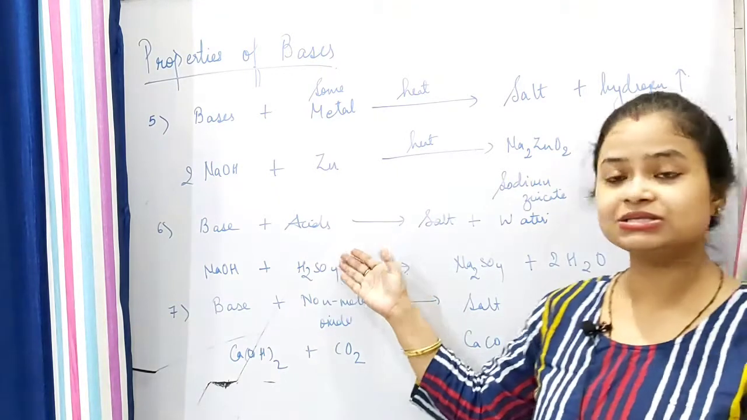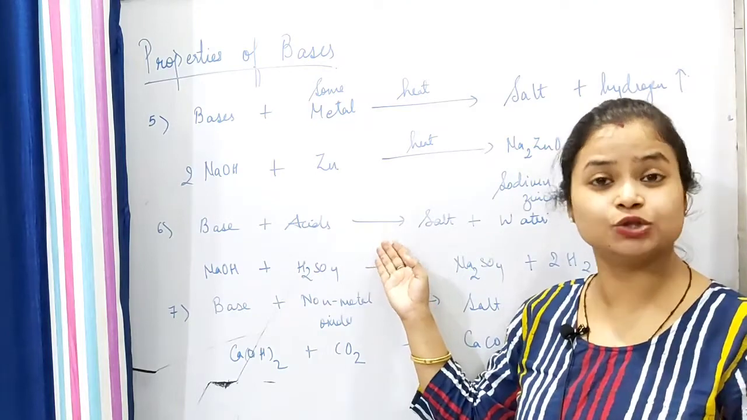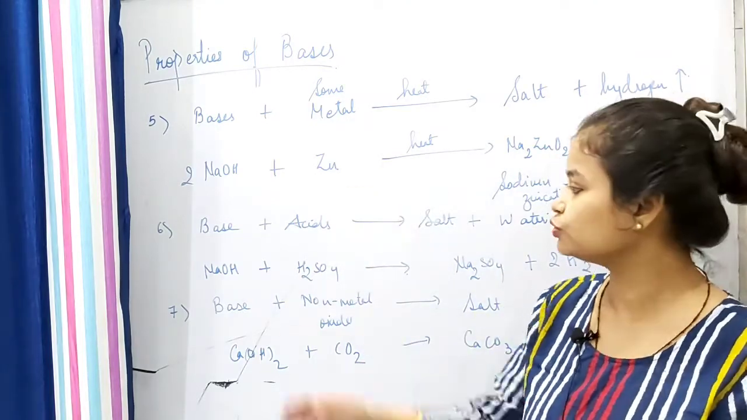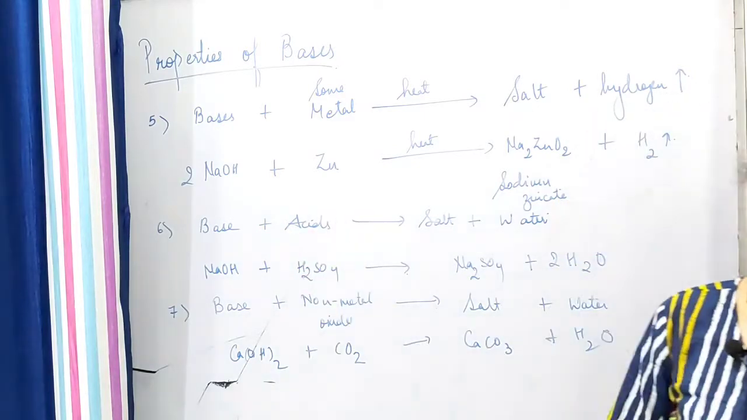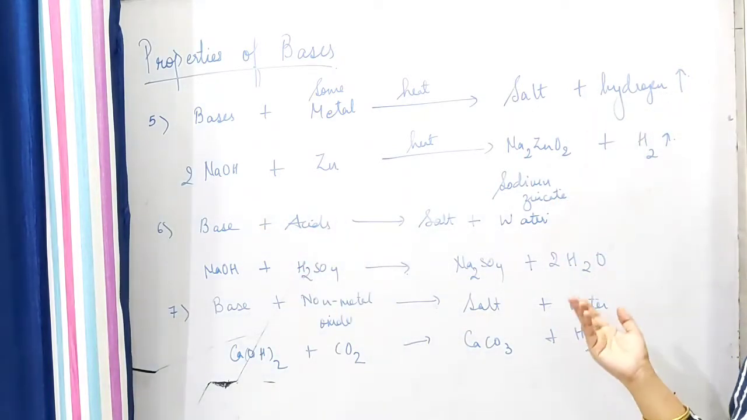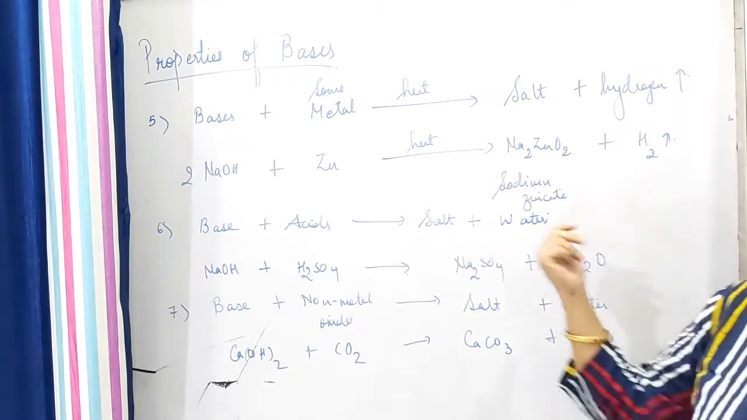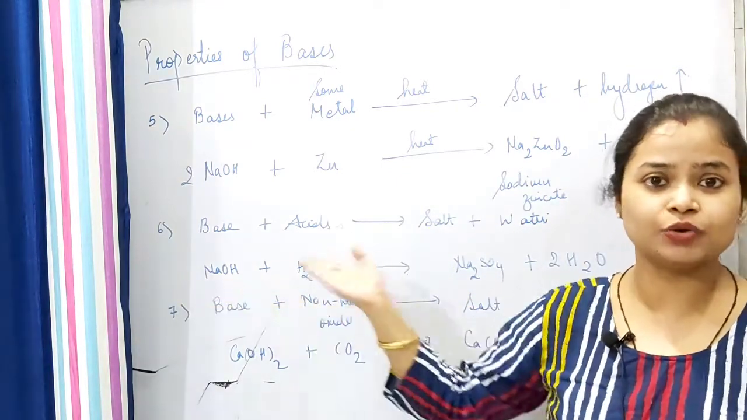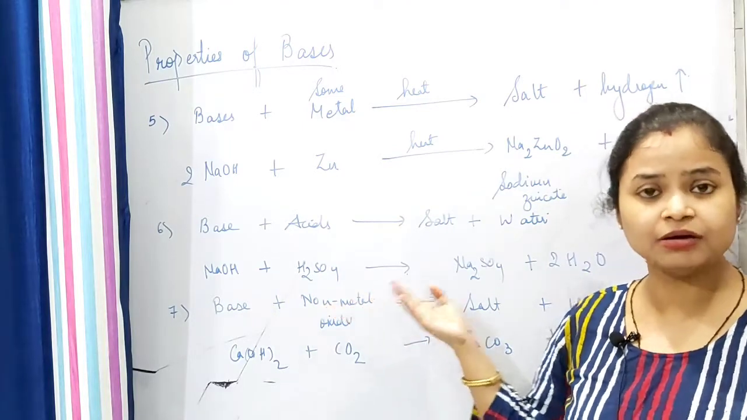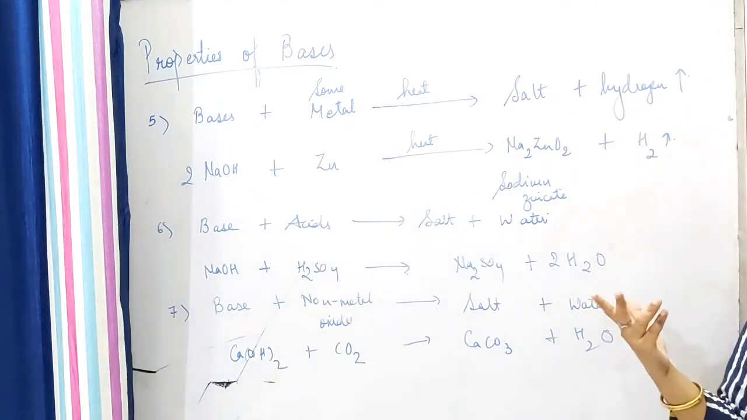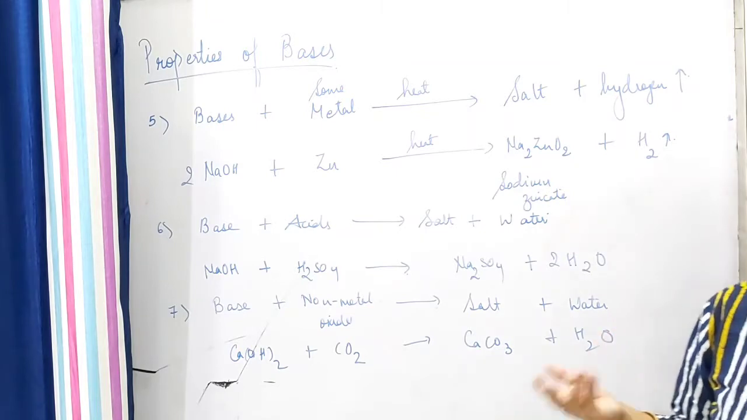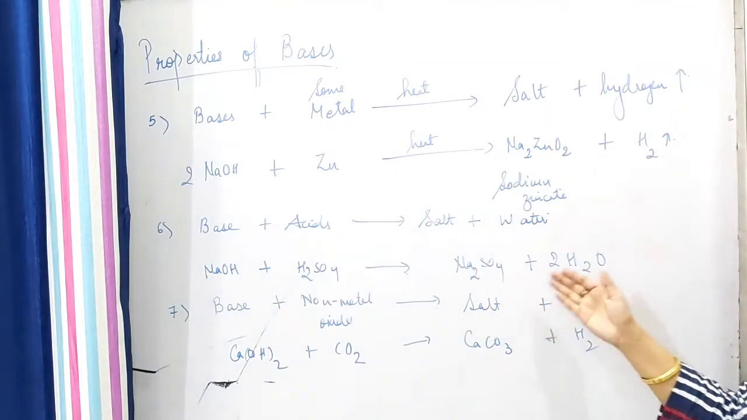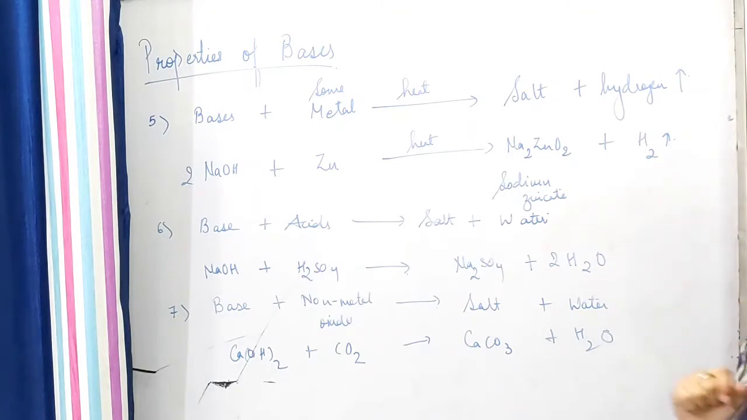Next is a reaction we have already seen, the neutralization reaction. We have seen it in the properties of acids also. Bases also have the tendency to react with acids to give salt and water. We can take any base and any acid, like NaOH and H2SO4 which I have taken here. When we react with H2SO4, we always get sulfates. So we obtain Na2SO4, sodium sulfate, along with water.